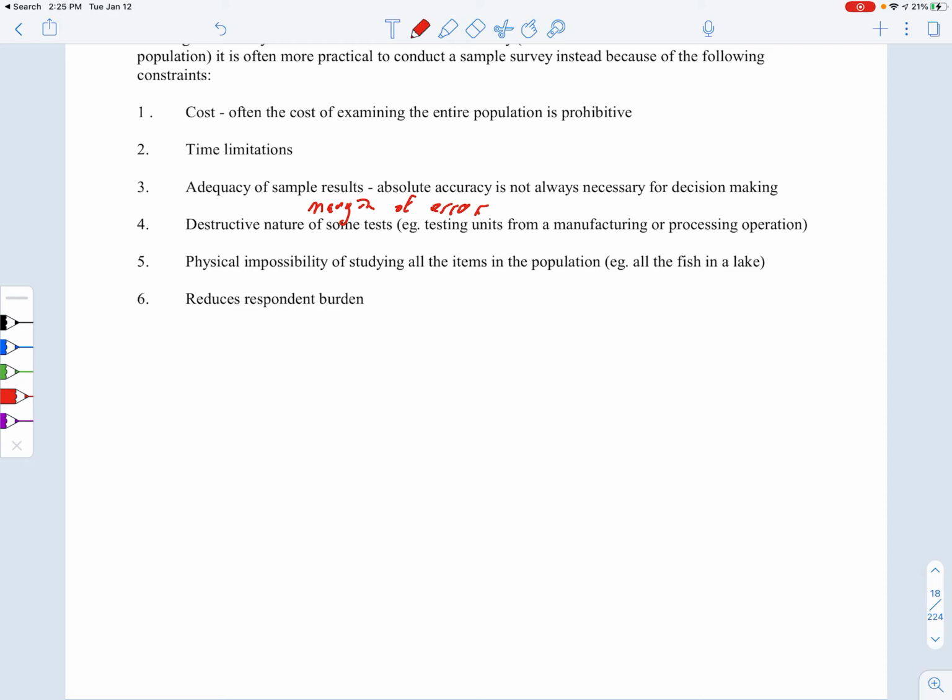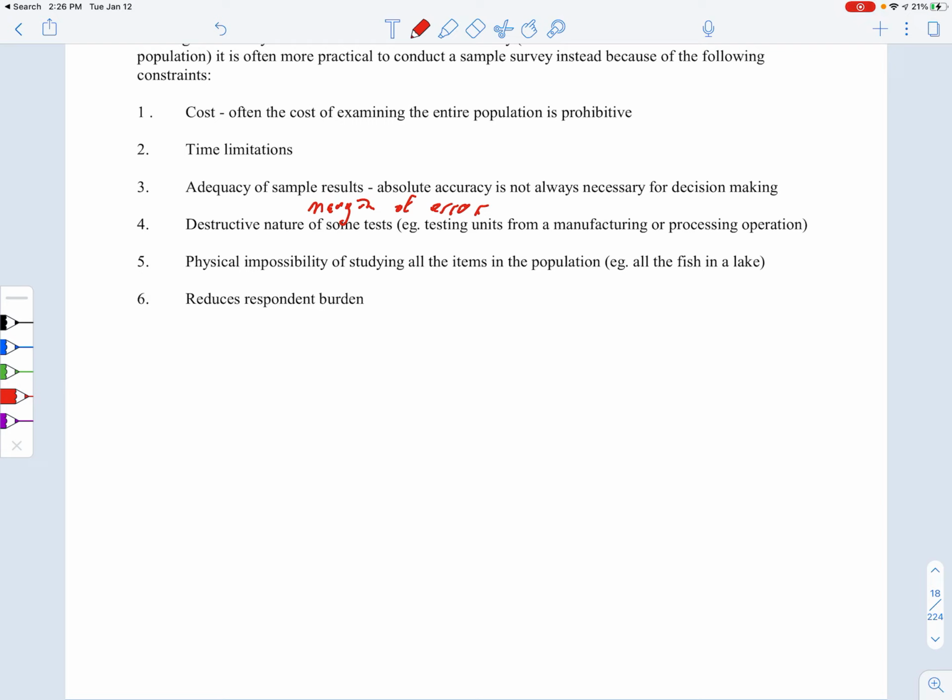Number 5 here is the physical impossibility of studying all the items in the population, and a good example of that is all the fish in the lake. So we just don't have access to all the fish in the lake, and that also goes back to surveying all Canadians, and so we just don't have access. Even Stats Canada doesn't have access to all Canadians, right? Some are out in the bush way up north, and that's a problem.